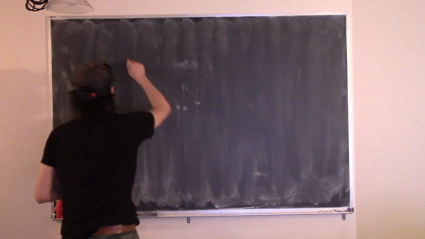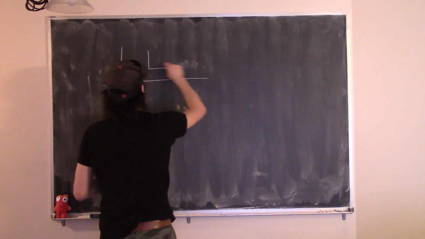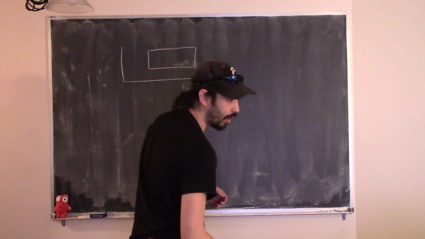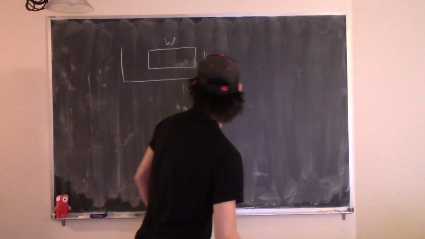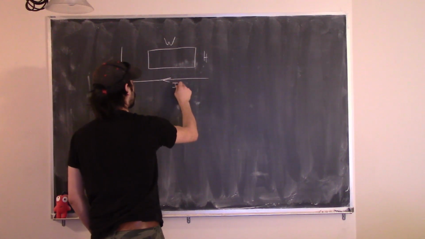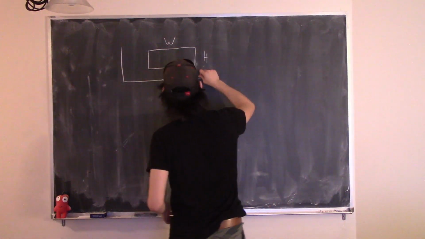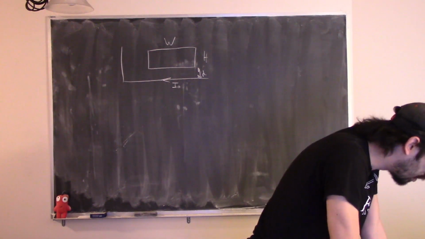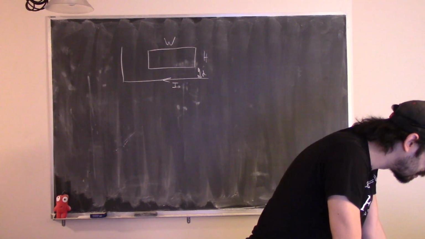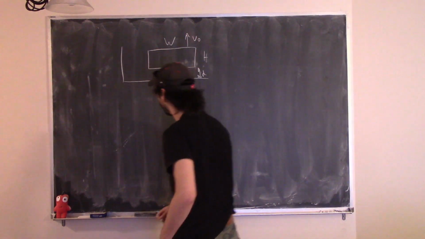So the first question was one that Eric had, and this was you have this type of setup here where you have some rectangular loop of wire that has some width and some height, and there's some current that flows here. This is going to be some I0. And this starts out at some distance d away from here. But you're told that the loop moves away from the wire with some constant speed v0. So this is going to be moving away with some constant speed v0.